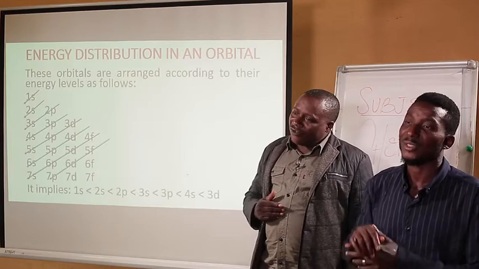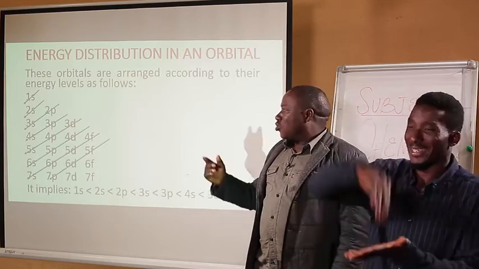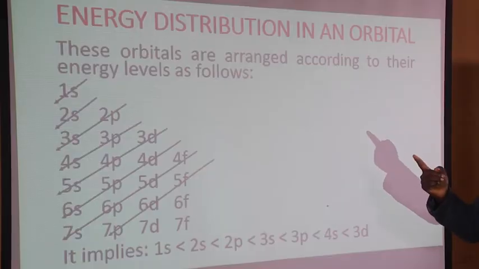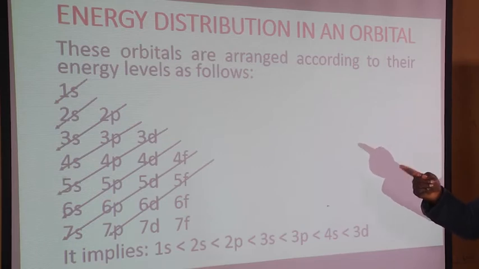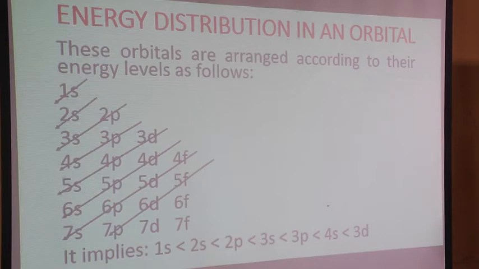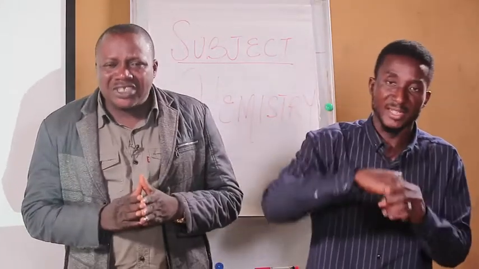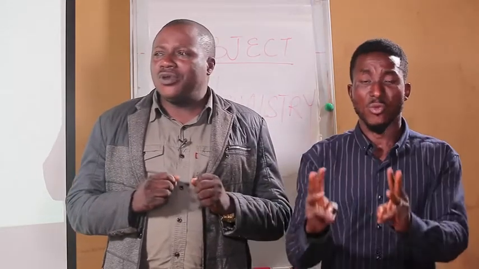When we are coming to f, we jump again to the fourth line. That will be 4f, 5f, 6f, up to 7f. Now, when electrons want to enter these orbitals, they enter in a special way based on their energy level.